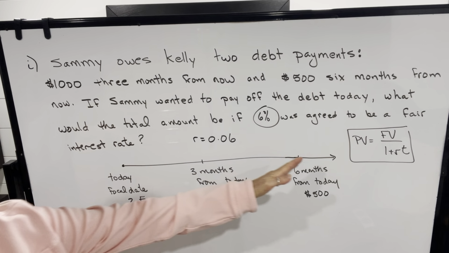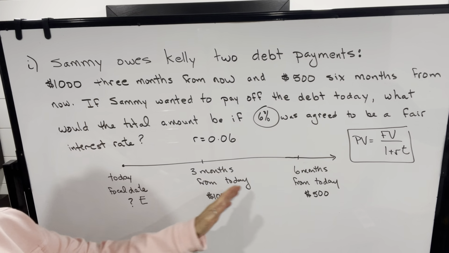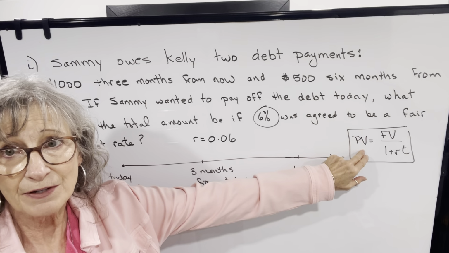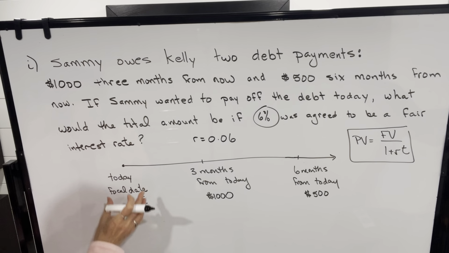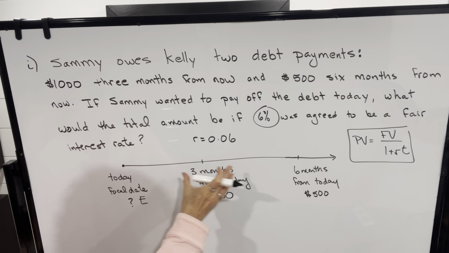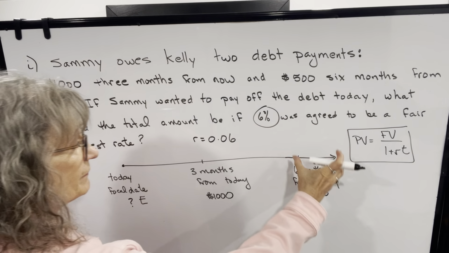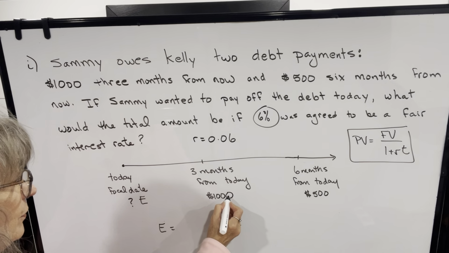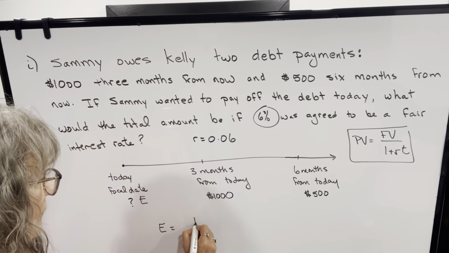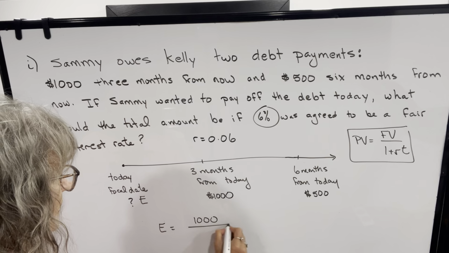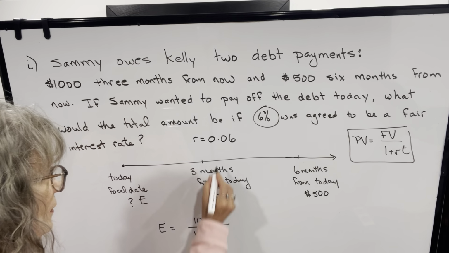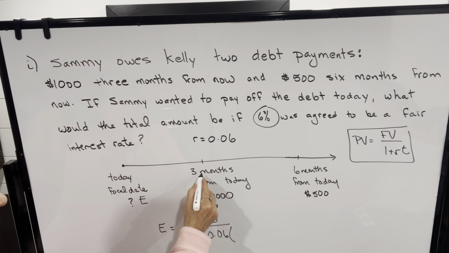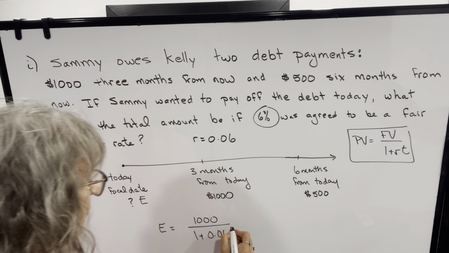Because both of these 2 payments are in the future, we want to know the present value of each of them. So we're going to use our formula for present value. We set up our equation so that E will equal the present value of this amount plus the present value of this amount. So E will equal the present value of this amount, which will be the future value of $1,000 divided by 1 plus R, which is 0.06, times time, which is 3 months, so 3 divided by 12.